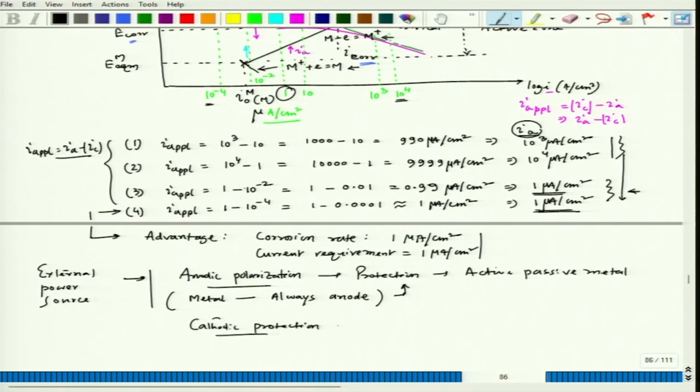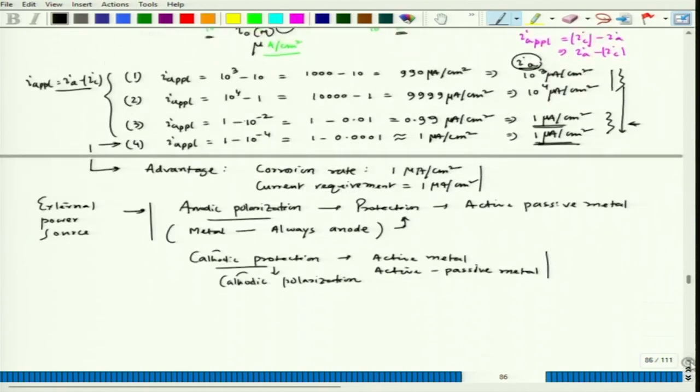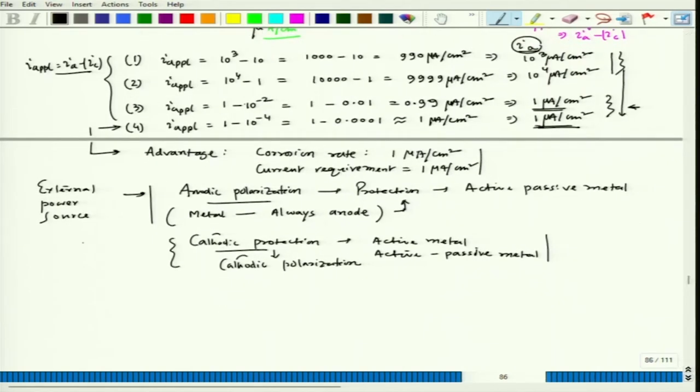Cathodic protection is valid in the case of an active metal. It does not matter whether it is active passive or active metal, since it relates to cathodic polarization. Now, here there are two situations. In one case, ICCP, we need an external power source.